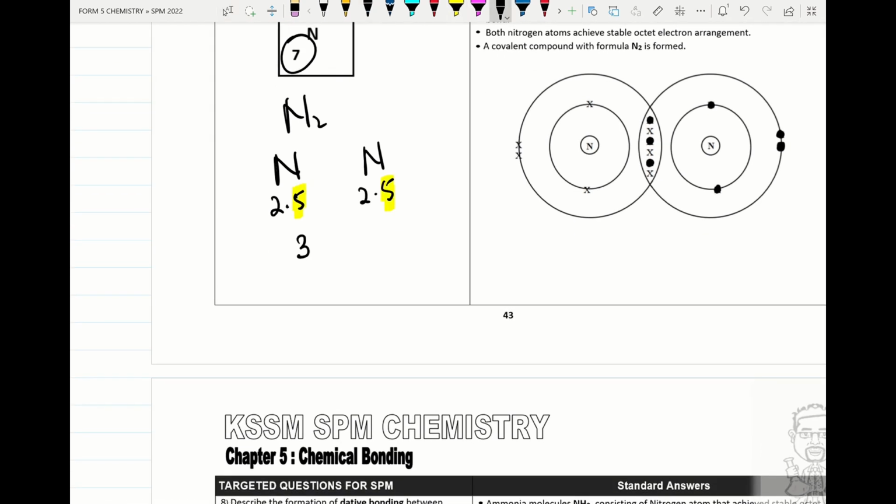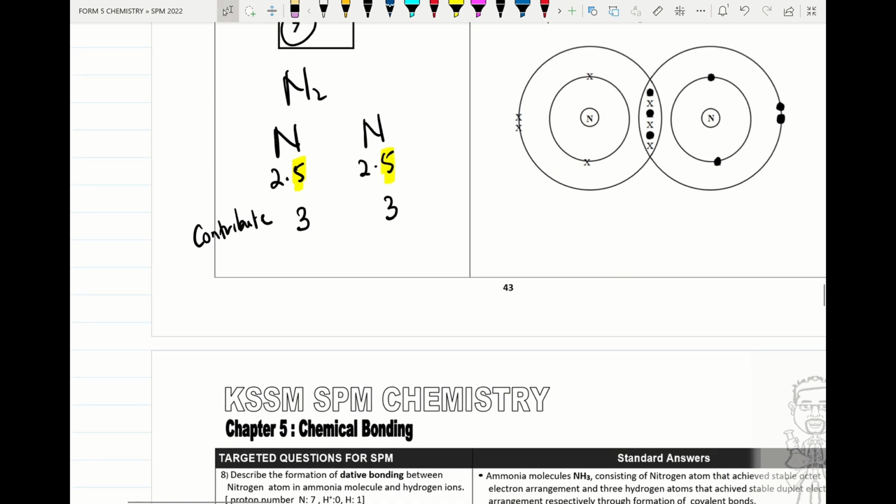They need 3 more electrons to achieve octet. So each nitrogen atom will contribute 3 electrons for sharing. So they will share a total of 3 pairs of valence electrons to form a triple covalent bond. All right. So the formula of the compound formed is nitrogen, N2.